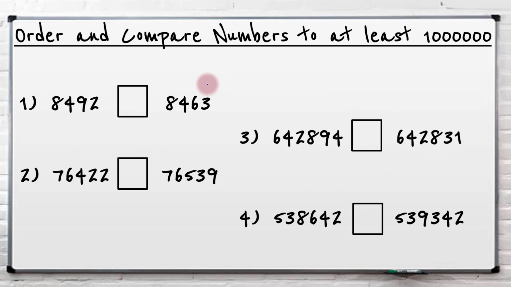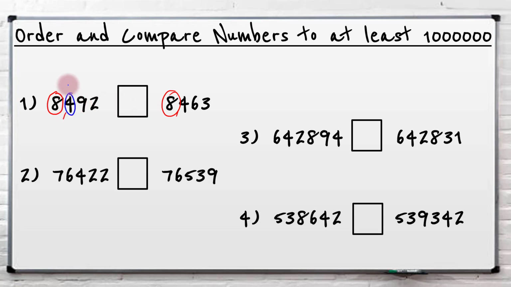Now let's put that into practice and see if we can compare some numbers using the more than or less than sign. We do it the same way that we ordered the numbers. So comparing them is very similar. We look at the digit that is the biggest. So this number is 8,492, 8,463. Use your groups of 3. So this is both got 8,000. So we need to look to the next digit.